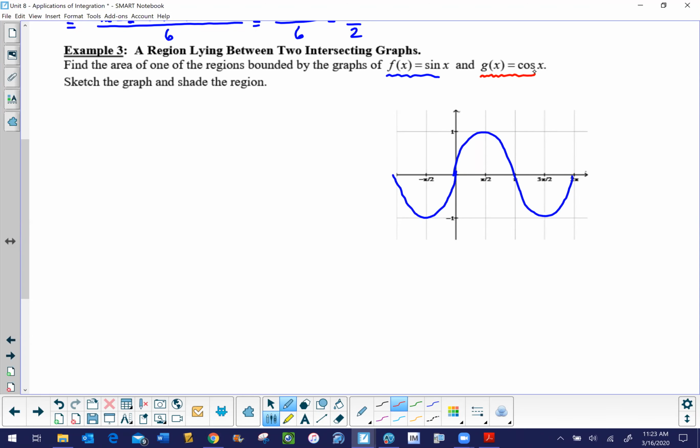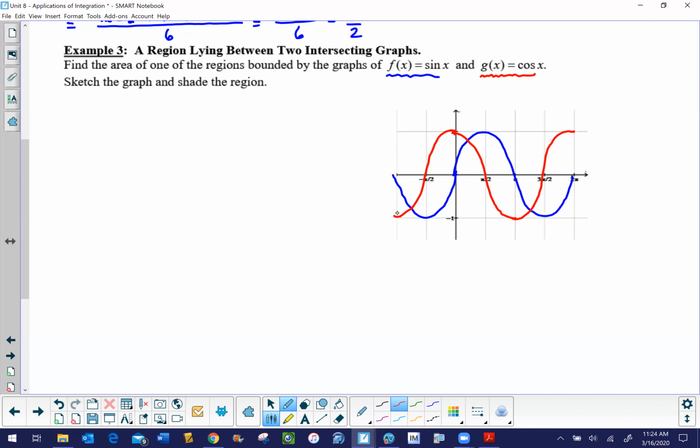Cosine, remember, always starts up top. We talked about that in trig class. So cosine of 0 is 1. It moves down, so from there, pi over 2 would be at 0. Pi is at -1. 3 pi over 2 would be back to 0, and 2 pi is back up at 1. Go the other way, negative pi over 2 would be 0, and negative pi would be at -1.